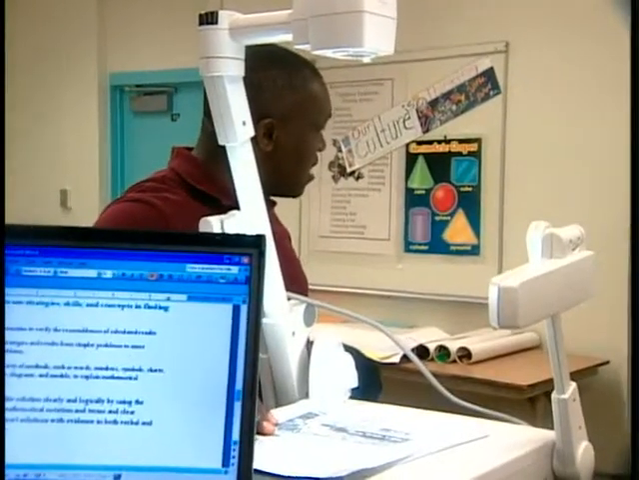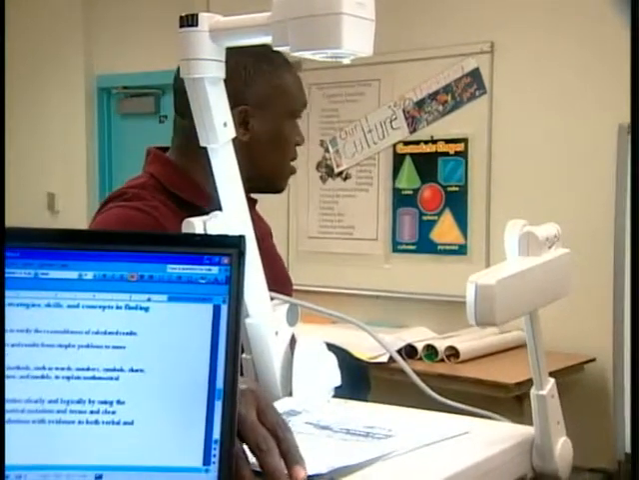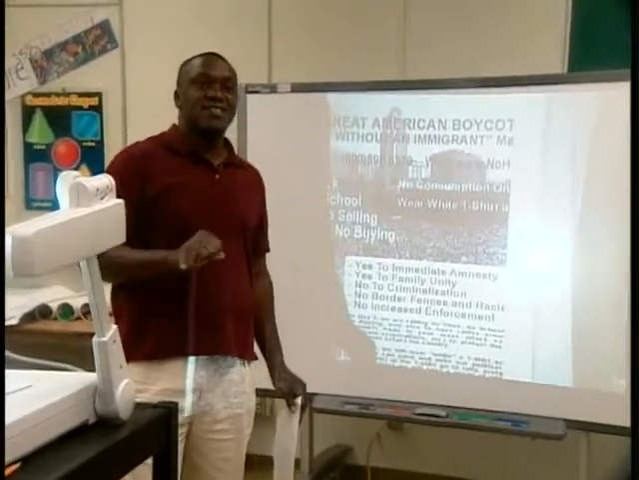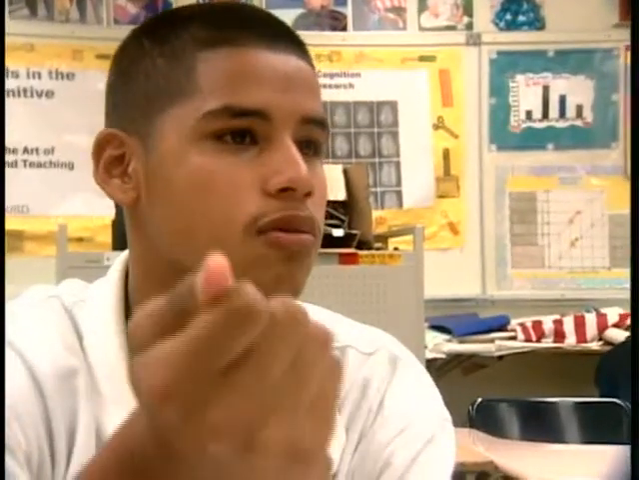There is a picture here depicting an event that happened a couple of months ago. There was a day of the boycott where all immigrants went out to march. They were marching to make the president understand that we are a lot, and without us, there wouldn't be anything. Very good.